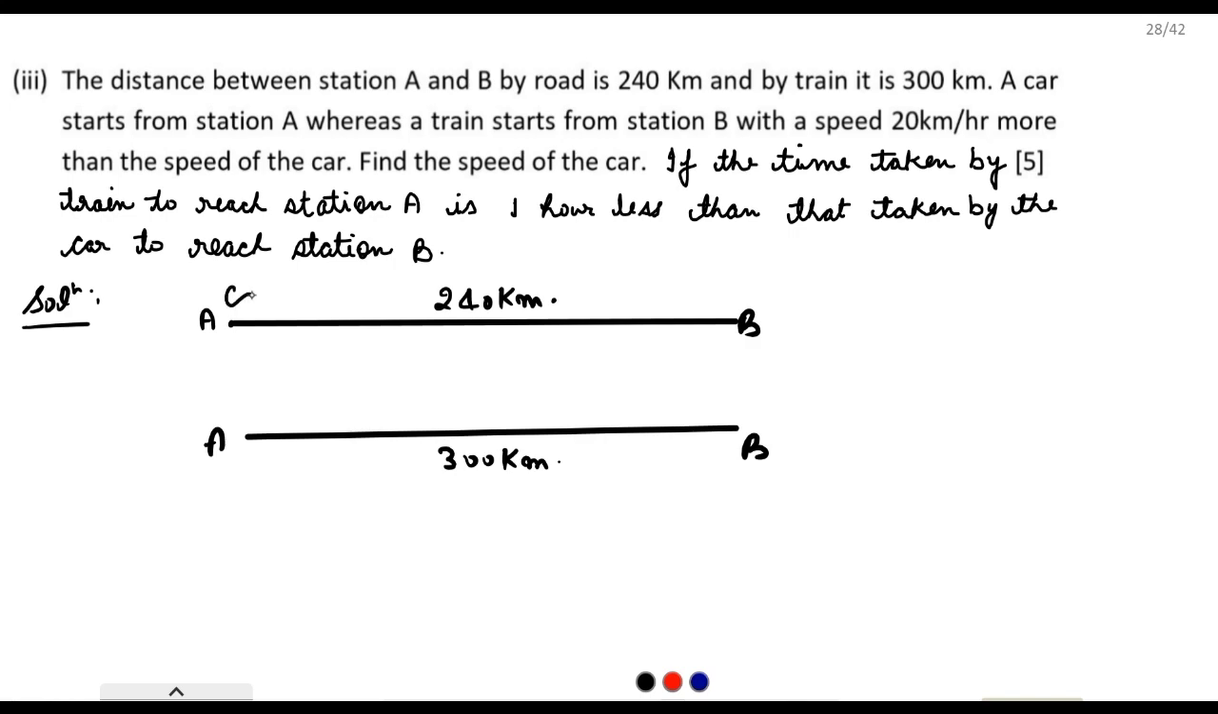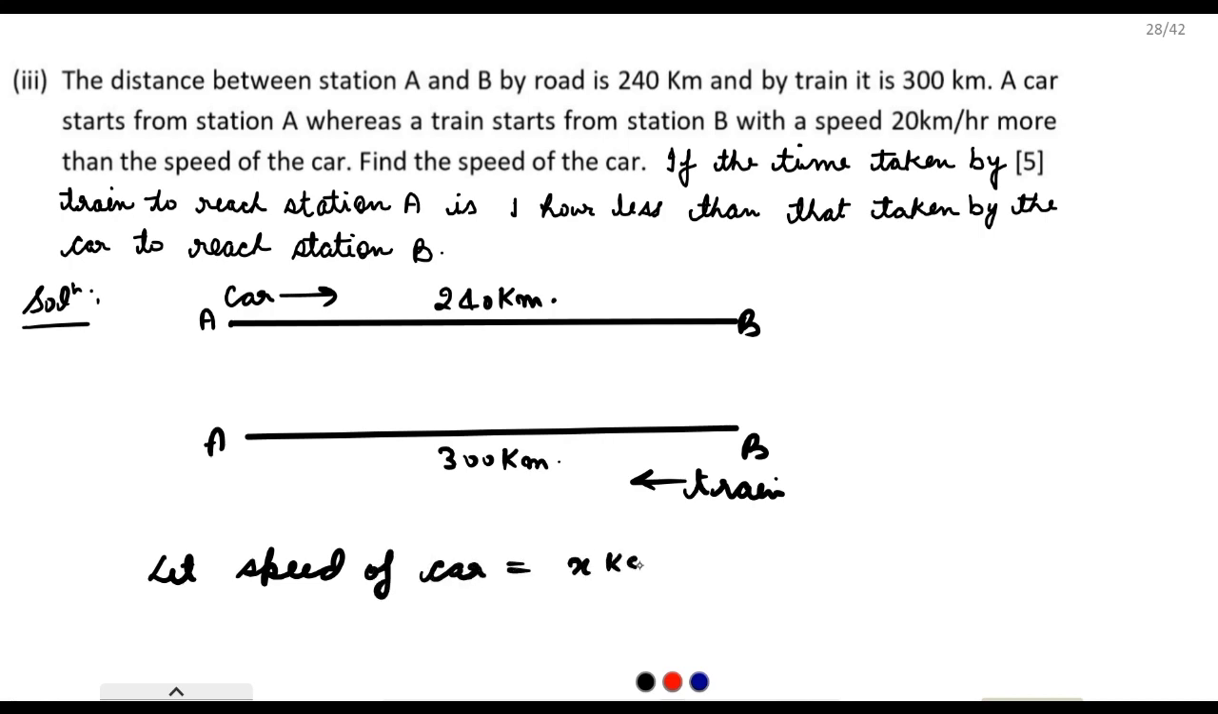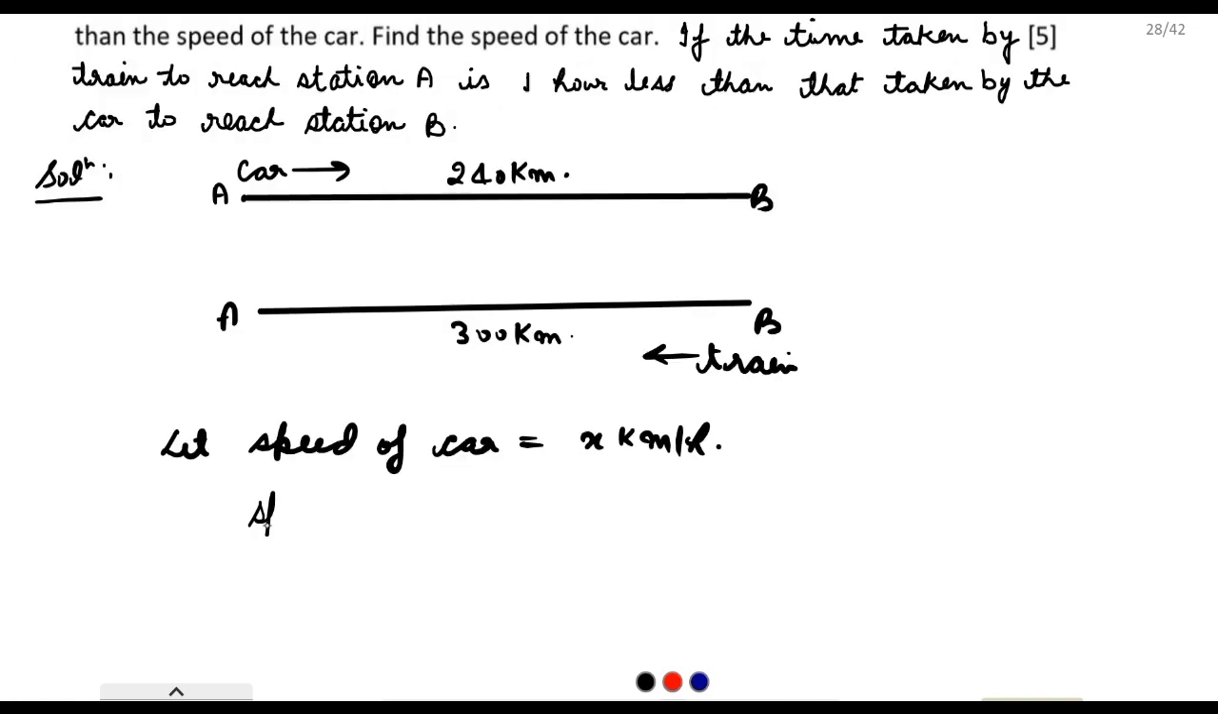Car starts from station A to station B and a train starts from station B to station A, and the speed of train is 20 km per hour more than that of car. It means if we let speed of car be x km per hour, then speed of train will be x plus 20 km per hour.